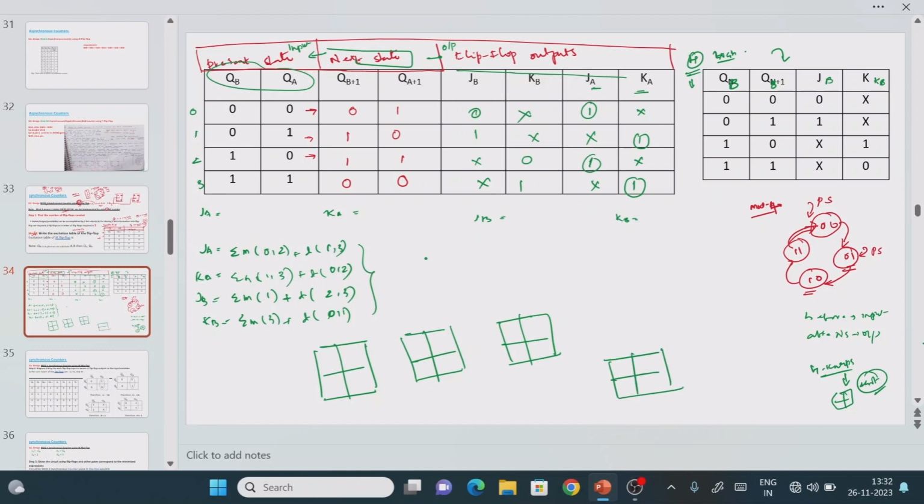Now see, if you look at this one, from here onwards we need to start in the K-map. So what is the first input variable? QB. Remember that here we need to start with QB only.